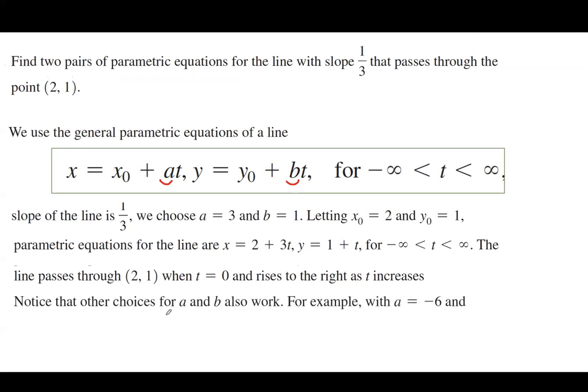Notice that other choices for a and b also work. For example, you can take a to be -6 and b to be -2, and you can write the equation as x = 2 - 6t and y = 1 - 2t, with t ranging from negative infinity to infinity. So we don't have a unique representation. These all represent the equation of the line with slope a third passing through the point (2, 1).